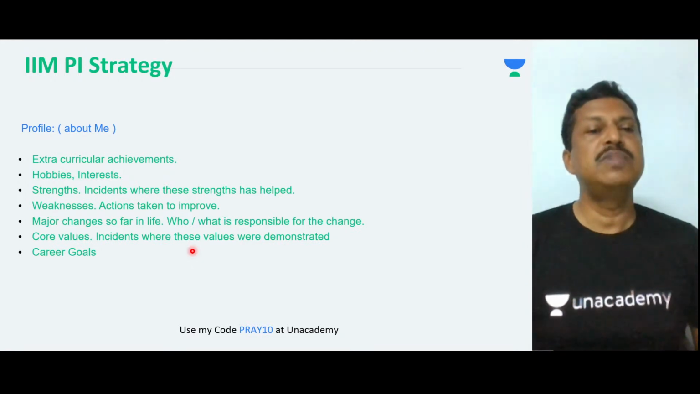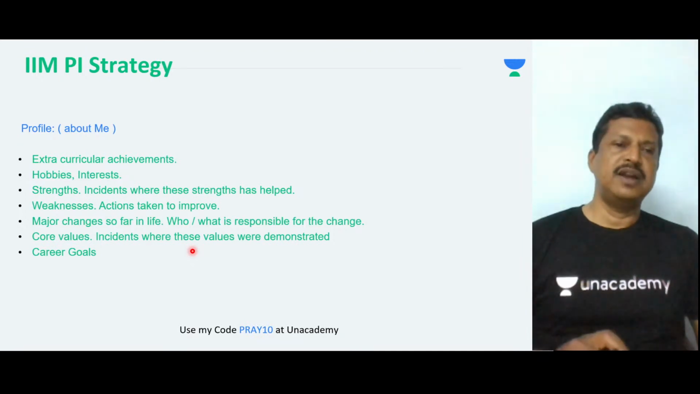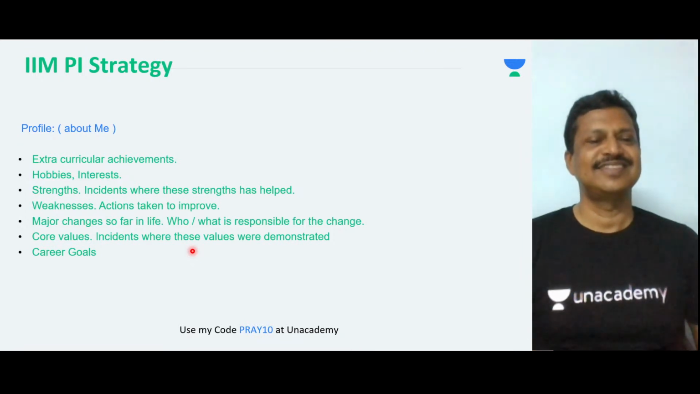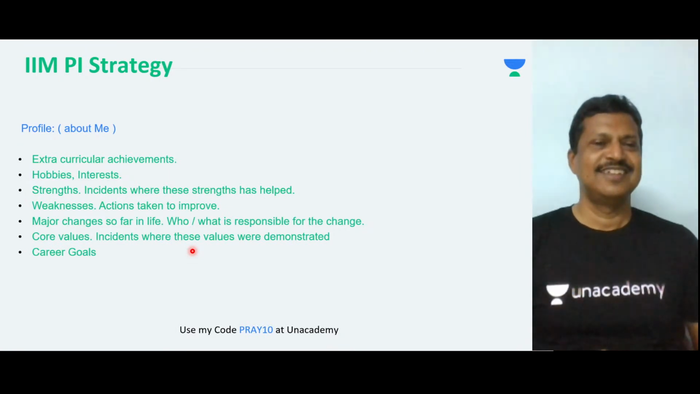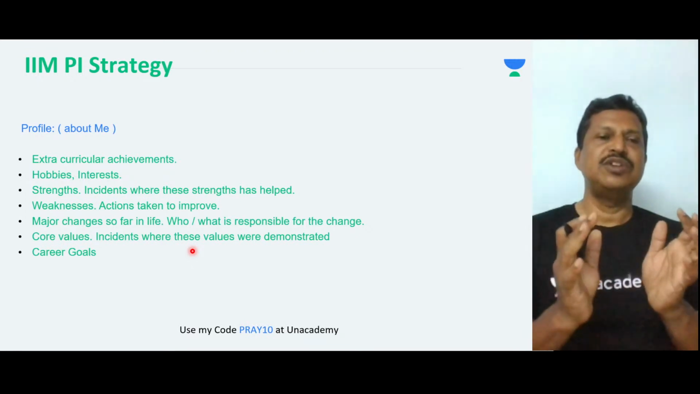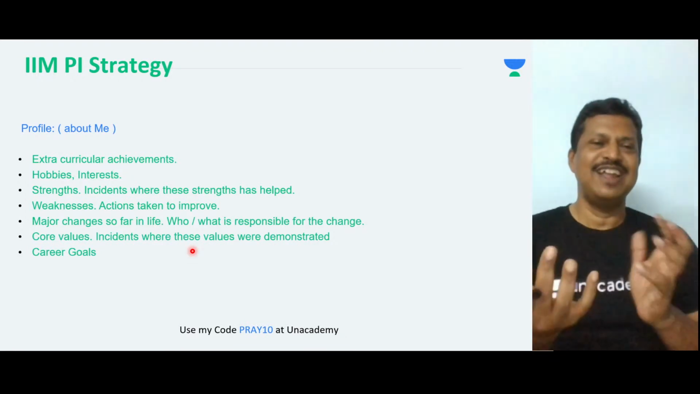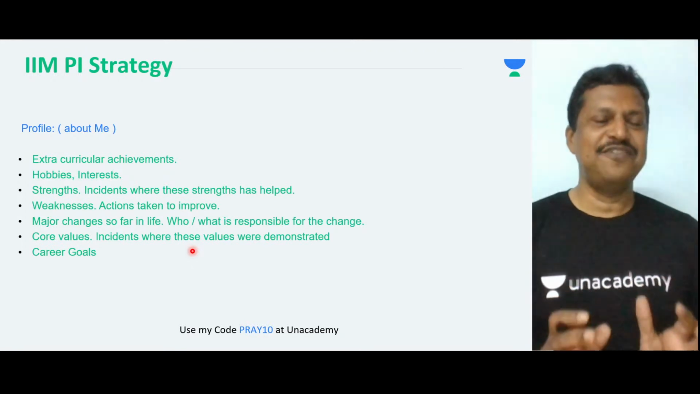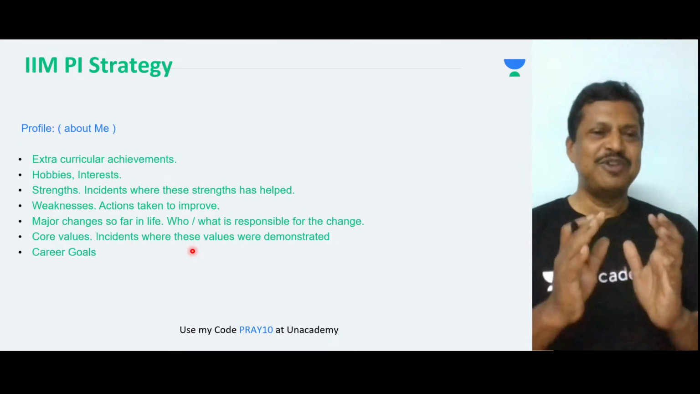Next is hobbies and interests. Now look at this part. Do you know the difference between hobbies and interests? They look similar. Interest means the things which you are interested to do. But hobby is also like that, you are interested to do. So there is a difference. There is a connection also, and there is a difference also. So what is the difference?